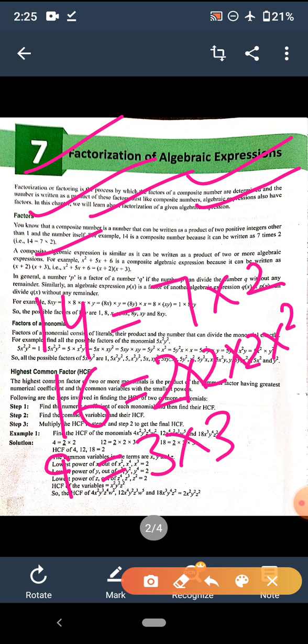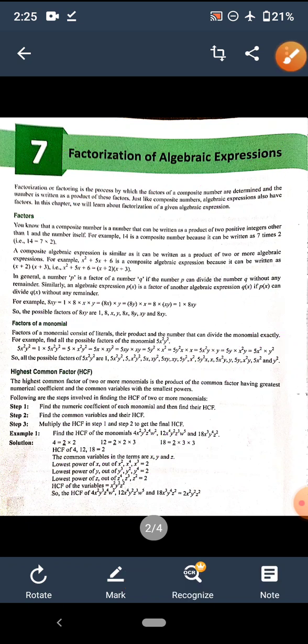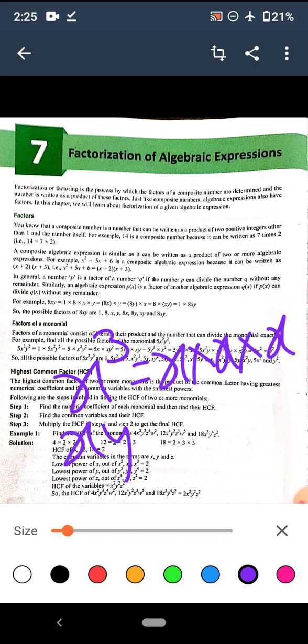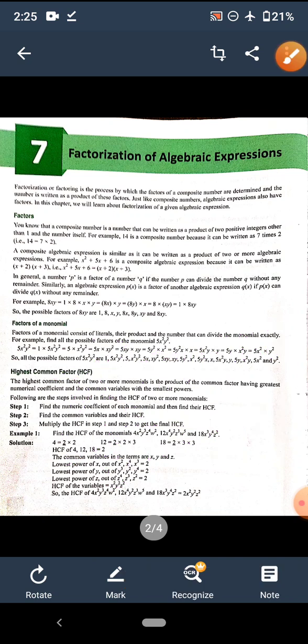A composite algebraic expression is similar, as it can be written as a product of two or more algebraic expressions. For example, x cube can be written as x into x into x. And x y square can be written as x into y into y. This is called factoring or factorization.